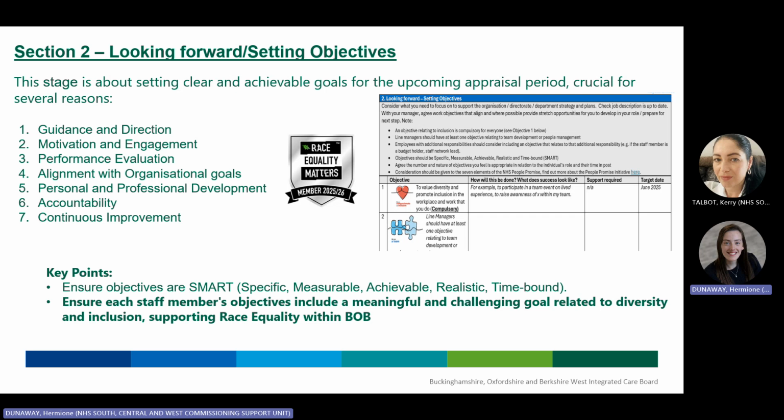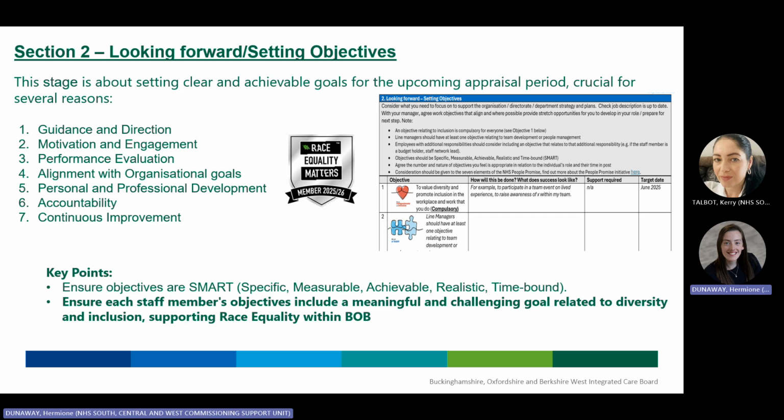Accountability. Clear objectives create accountability by setting expectations for performance for staff members. Employees know what they need to achieve, and managers are able to hold them to account for their progress and support them in meeting their objectives.